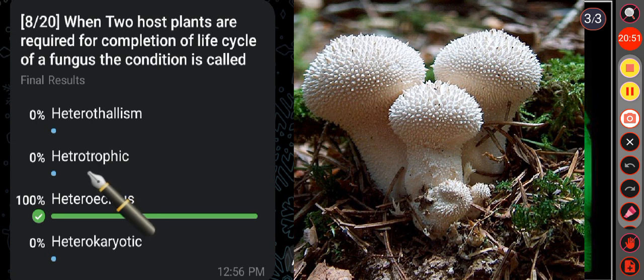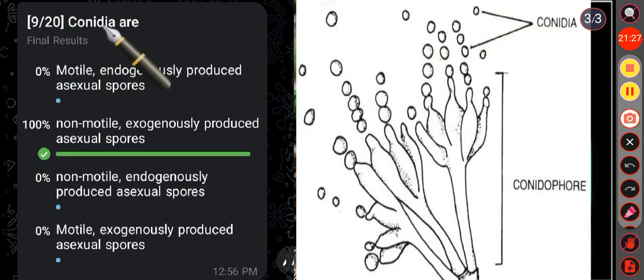Then in option B, heterotrophic. We know fungi are heterotrophic, which means they cannot produce their own food. They obtain nutrients from other organisms, right? Then in option D, heterokaryotic. Heterokaryotic refers to a cell that contains genetically different nuclei within a single cytoplasm. Okay, but here when two host plants are required for completion of life cycle of a fungus, the condition is called heteroecious.